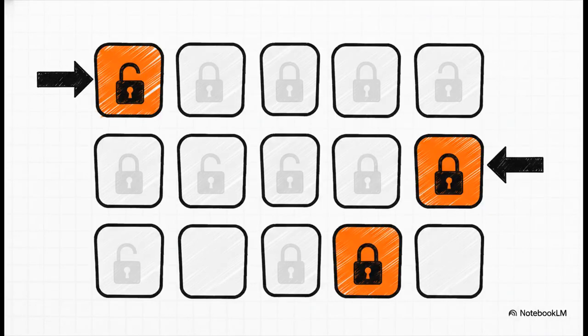And this is where the magic really happens. At the exact same time, thread B can be writing to, say, bucket 7 by grabbing a totally different lock. There is zero interference between them. That's how you get true parallelism and incredible throughput.